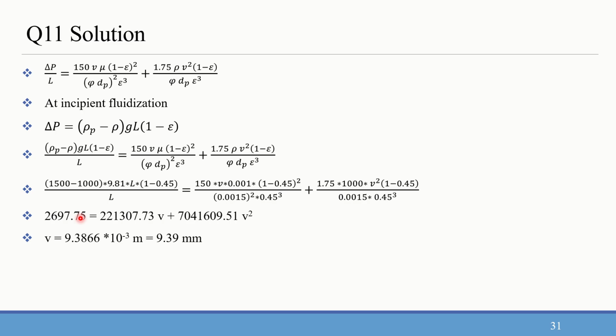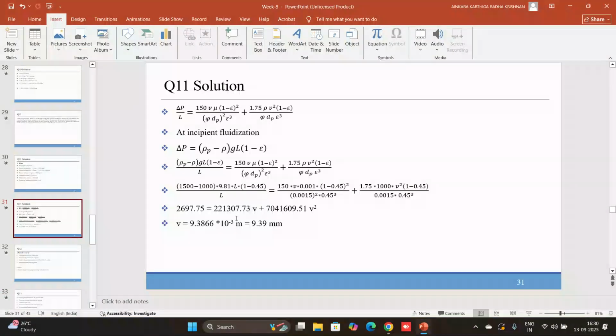So again, we can use either the formula x is equal to minus b plus or minus square root of b square minus 4ac by 2a, or we can straight away calculate using a scientific calculator. That approach I have shown last time. Most people will be familiar, but for those who might not know, you can calculate it using that as well. So finally what we will be getting is 9.3866 into 10 power minus 3 meter. Okay, it is not meter, actually it is meter per second.